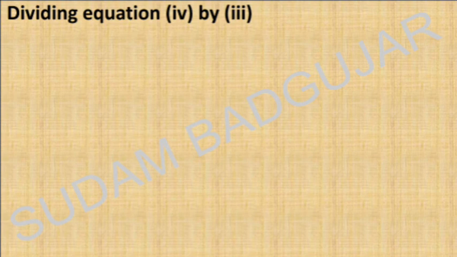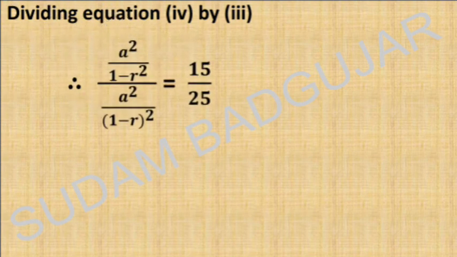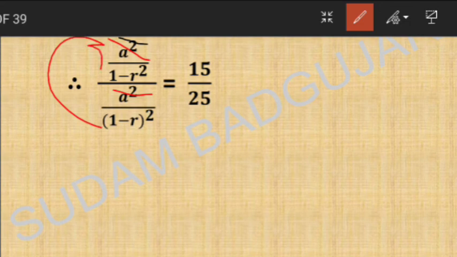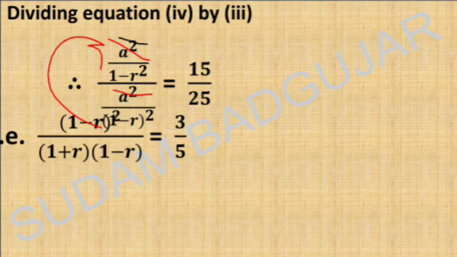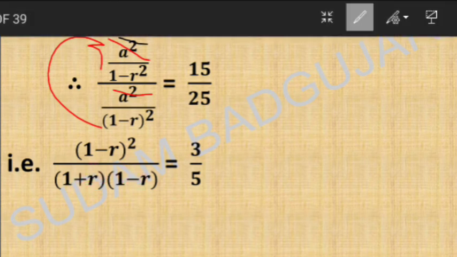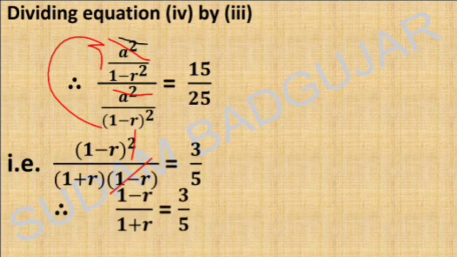Now dividing equation 4 by 3, you will get A square upon 1 minus R square divided by A square upon (1 minus R) the whole square is equal to 15 upon 25. Here A square gets cancelled, and the denominator goes up, that is (1 minus R) the whole square upon 1 minus R square is equal to 3 by 5. What is 1 minus R square? It is (1 plus R) into (1 minus R). Here one factor of 1 minus R gets cancelled, and that is nothing but (1 minus R) upon (1 plus R) is equal to 3 by 5.